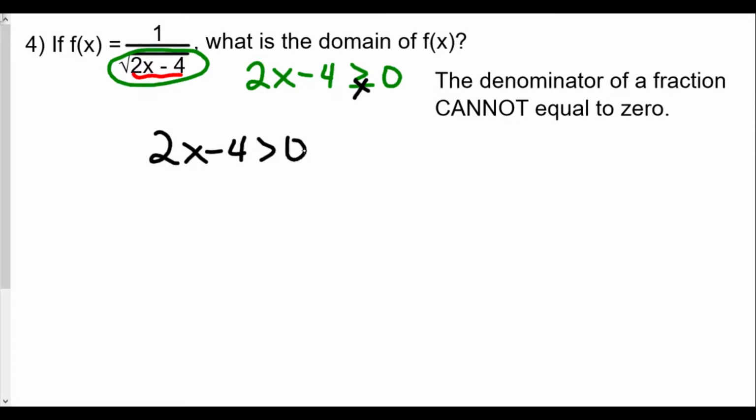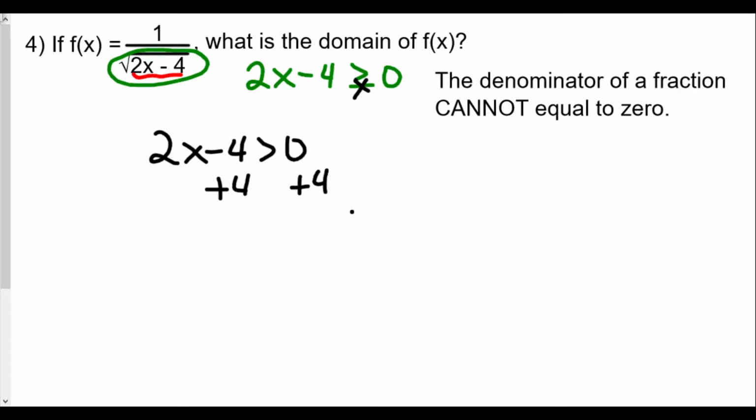So positive. Now we solve an inequality the same way as an equation. The only difference would be in this case, if we multiply or divide both sides of the inequality by a negative number, we change the direction of the inequality. But we don't have that here though. So we're going to add 4. Adding 4 doesn't change anything.